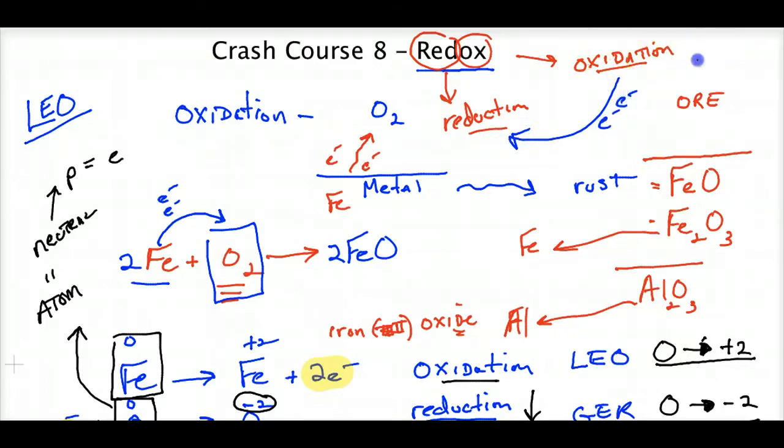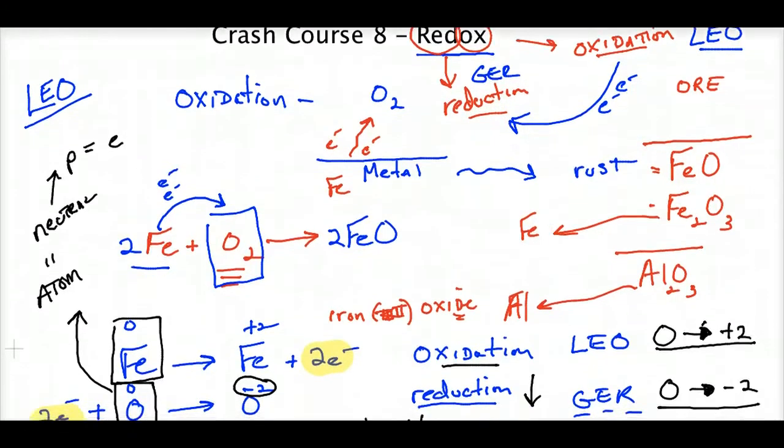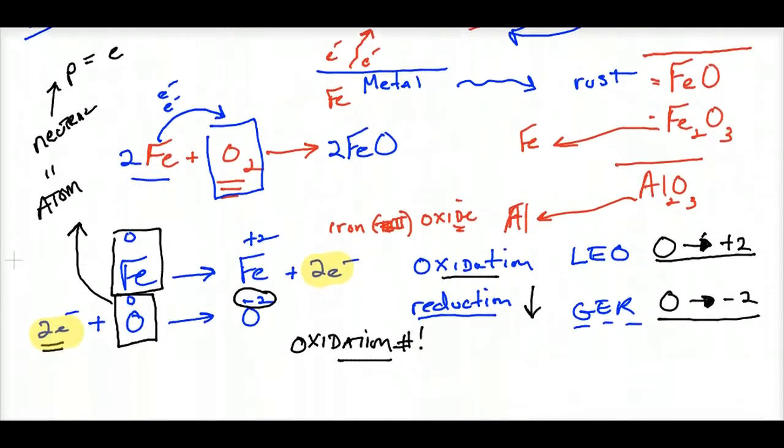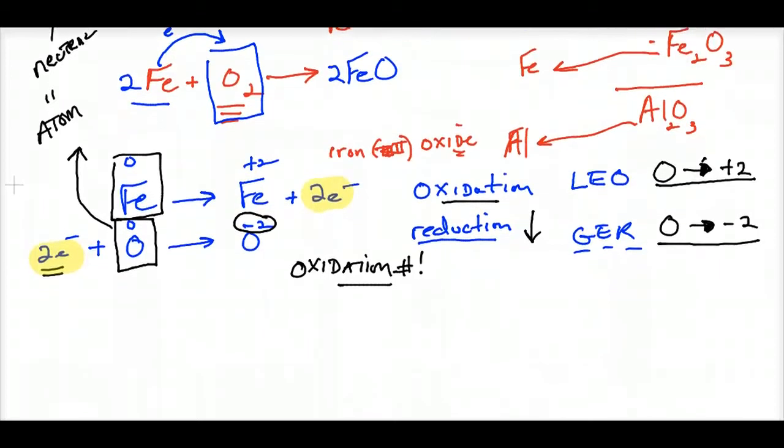Oxidation is loss, Leo the lion. Reduction is gain, gaining electrons. So electrons will always flow from the one who loses to the one who gains. It doesn't make any sense otherwise. Okay? And all of these properties and things I'm talking about will come up in other parts of this unit that I'm going to review in its entirety. So those are the basics.